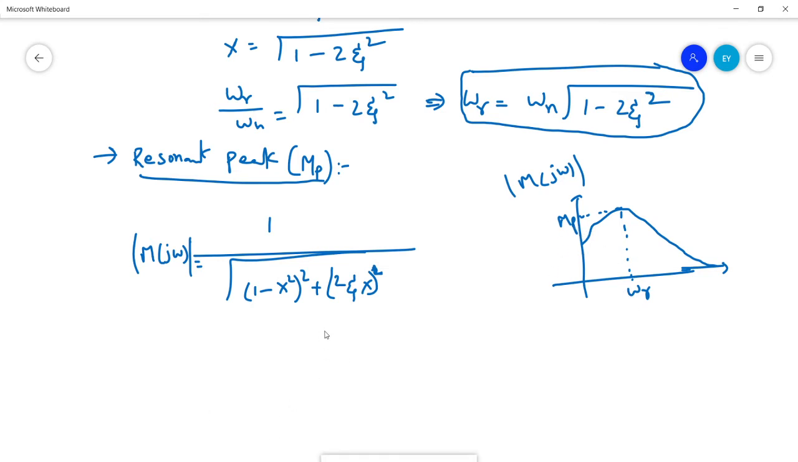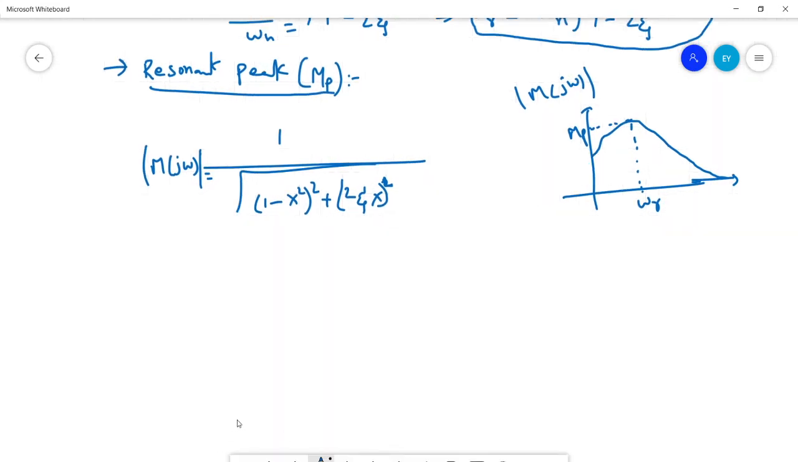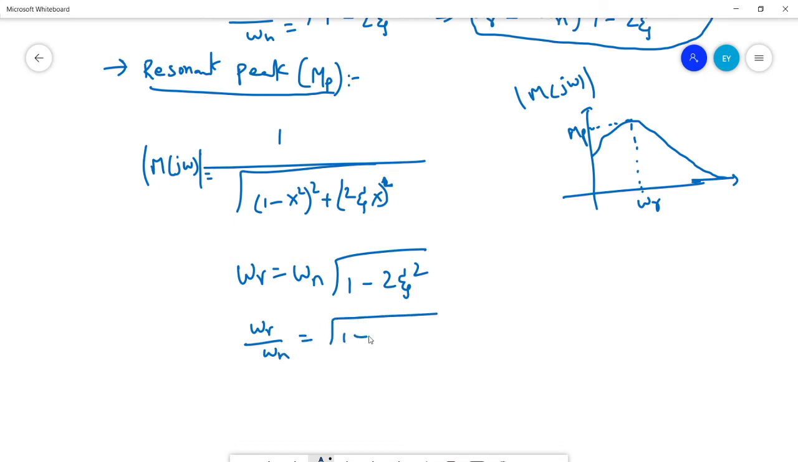Therefore what you can write from here is, what we know, omega r is equal to omega n square root of 1 minus 2 zeta square. So at this frequency you are getting the maximum value. Therefore x is equal to omega r by omega n, which is equal to square root of 1 minus 2 zeta square. This is equal to x in the second order equation. So x is equal to square root of 1 minus 2 zeta square.